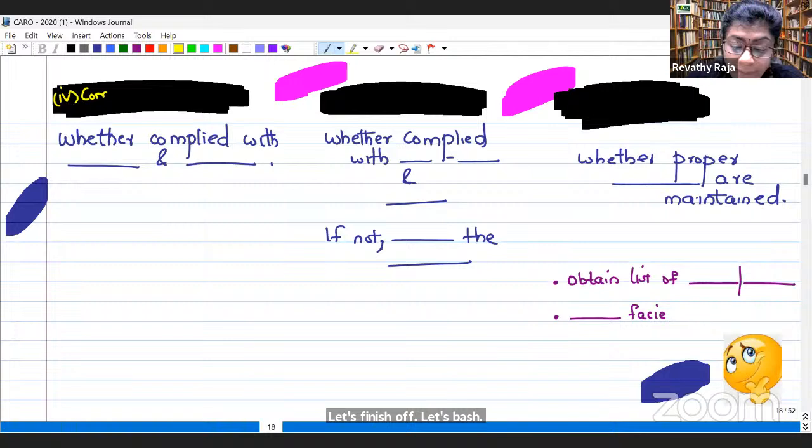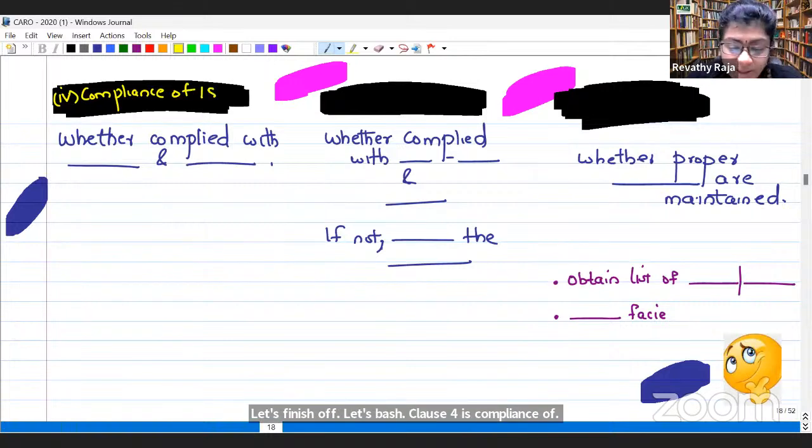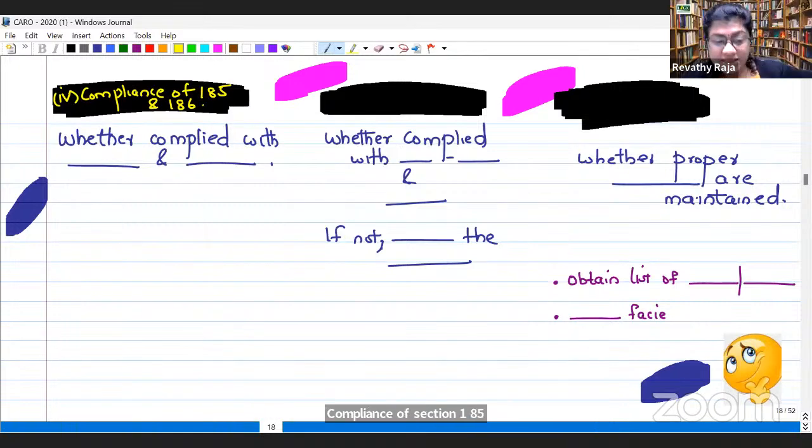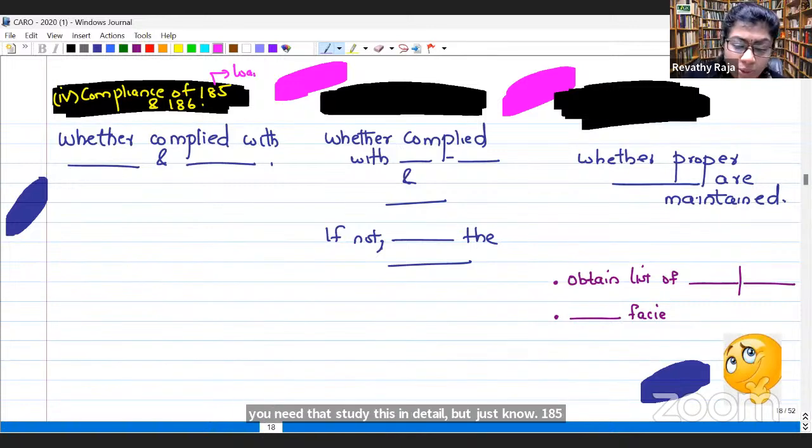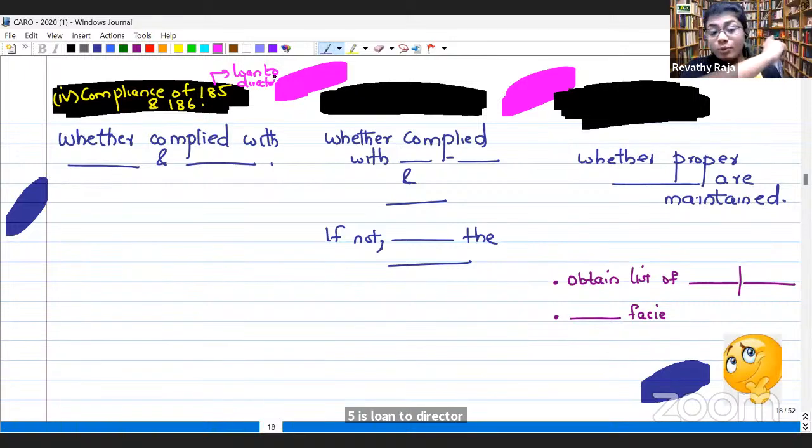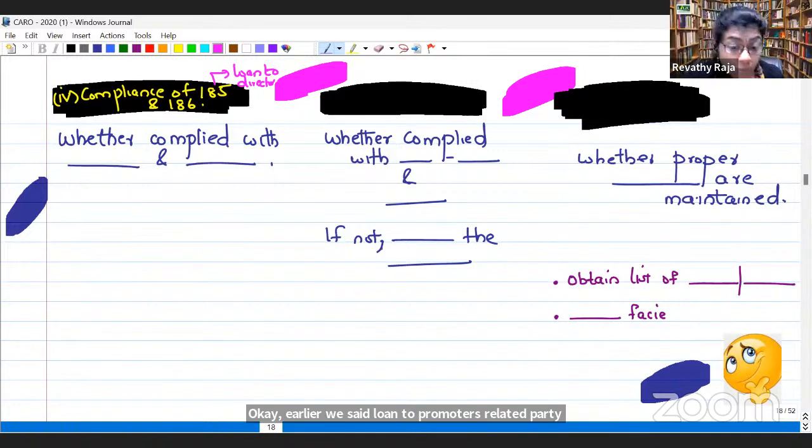Clause 4 is compliance of section 185 and 186. You need not study this in detail, but just know 185 is loan to director. Earlier we said loan to promoters, related party, that's different. Here they are saying whenever loan to director is given, whether section 185 of Companies Act has been complied.